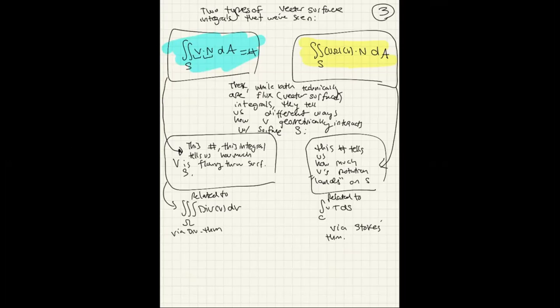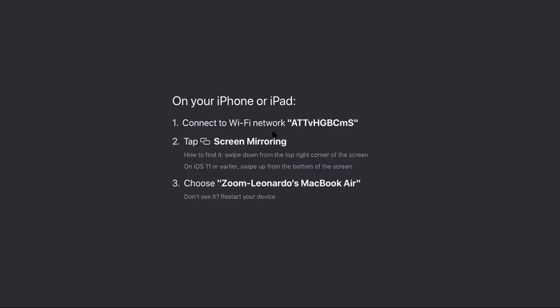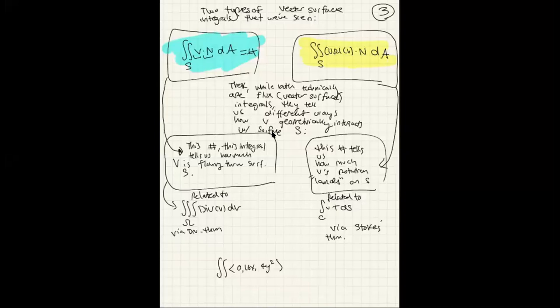Yet, if you ever sat down to compute something like the double integral of 0, 16x, 4y squared, I literally just made that up. Oh, is it frozen? I'm frozen. Sorry, everybody. Stop mirroring. Start mirroring. Okay, so all that's changed is down here.